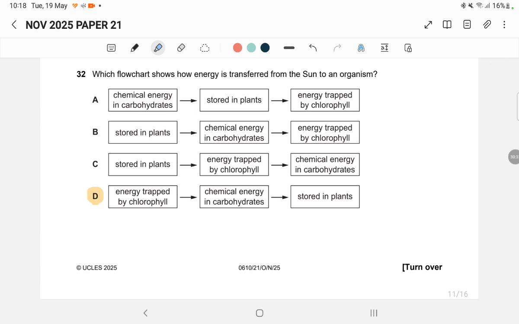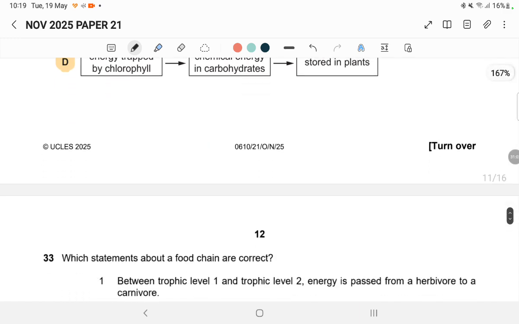32 is telling you here which flow chart shows how energy is transformed from the sun to an organism. Now 32 will be D, because energy trapped by chlorophyll will be converted into chemical energy in your carbohydrates, and it will be stored in plants. Okay, it's telling you why A is incorrect. A is incorrect because the first energy needs to be light energy to be photosynthesized, producing your glucose and your chemical energy that will be stored in the plants.